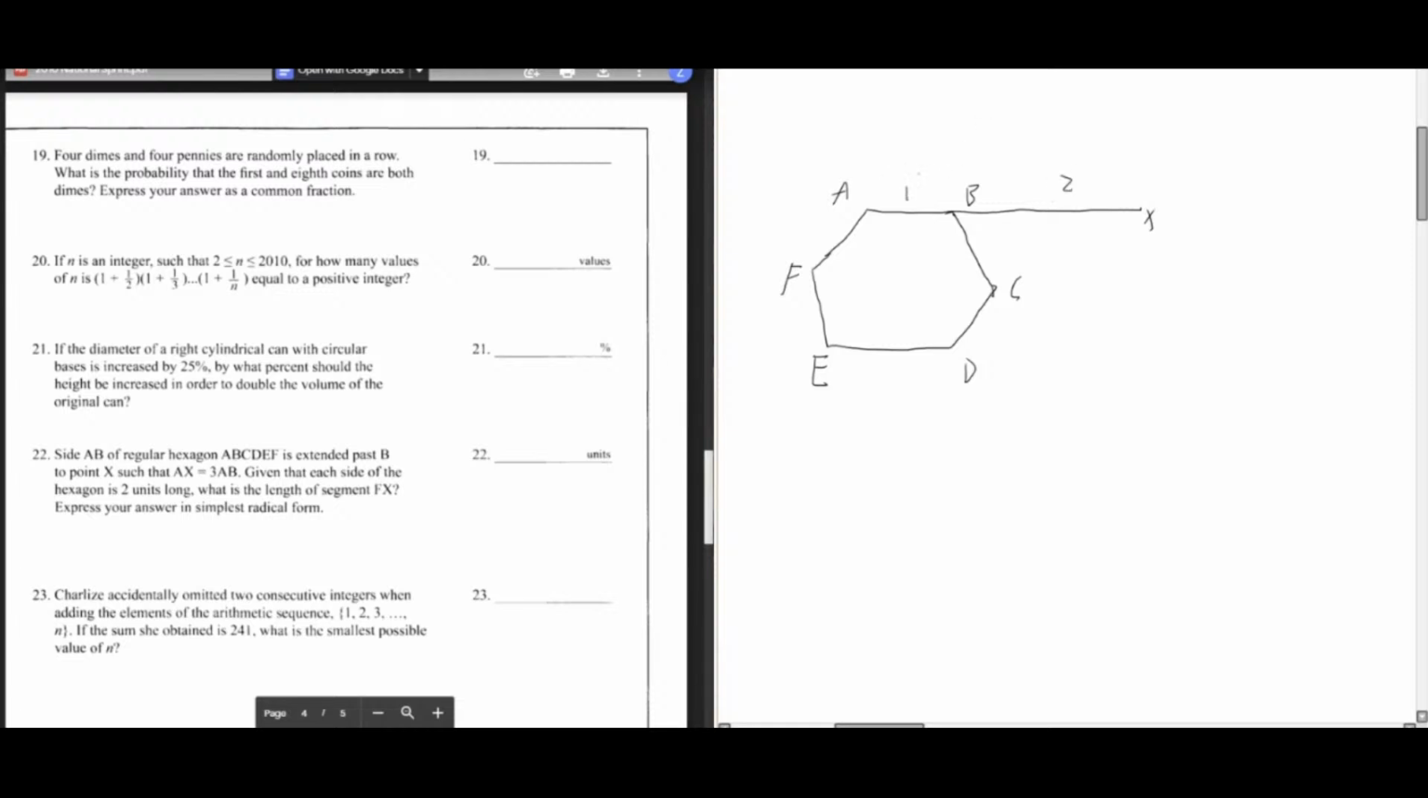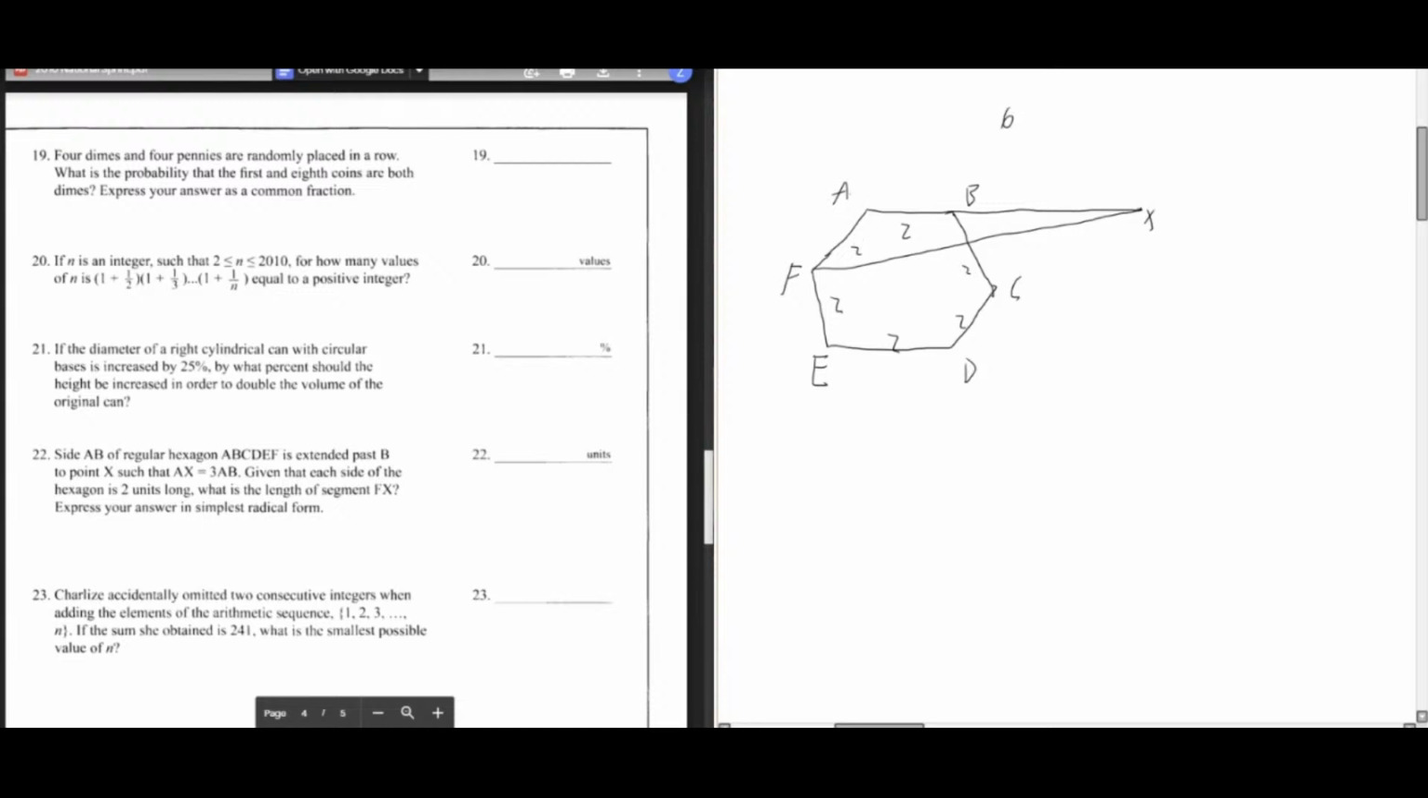Given that each side of the hexagon is 2 units long, so each side is actually 2, we are looking for the length of segment FX. So FX is going to be like this. We know that AX is 3 times AB, so AX is 6. AF is 2.